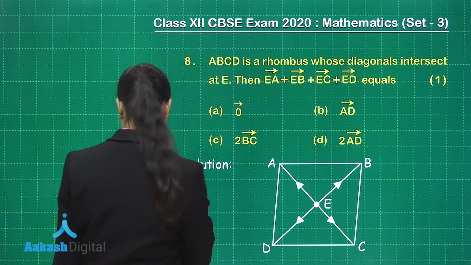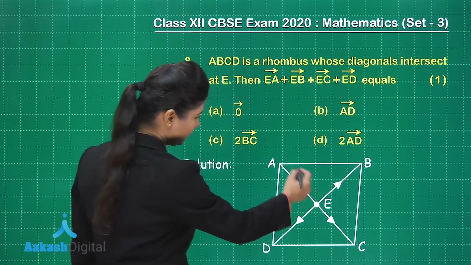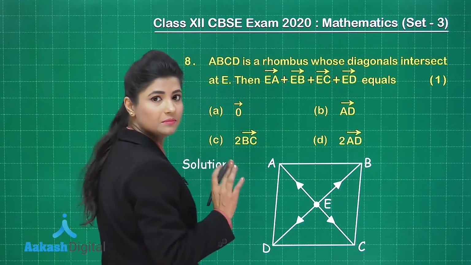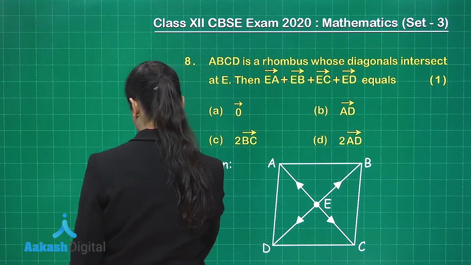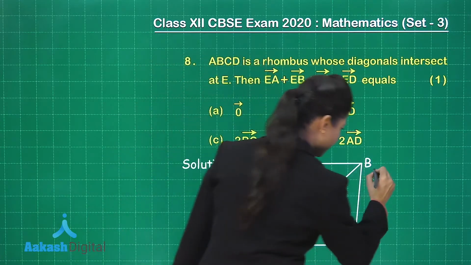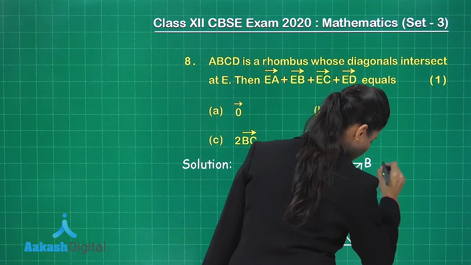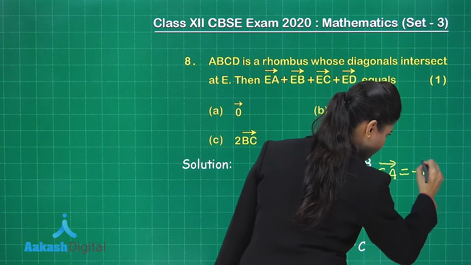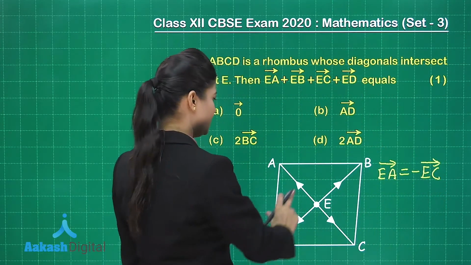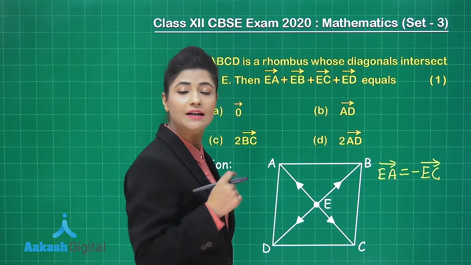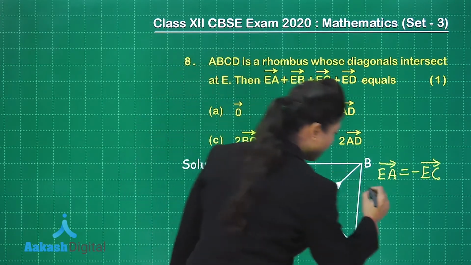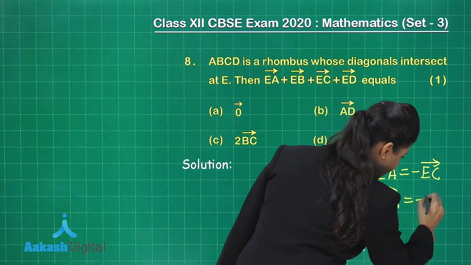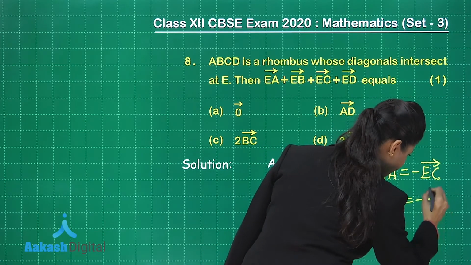So here that means EA vector will be equal to negative of EC vector, but that will be equal in magnitude. So I can write here EA vector is equal to minus of EC vector. In similar manner, here ED vector will be definitely equal to minus of EB vector, or else you can write EB vector will be equal to minus of ED vector.